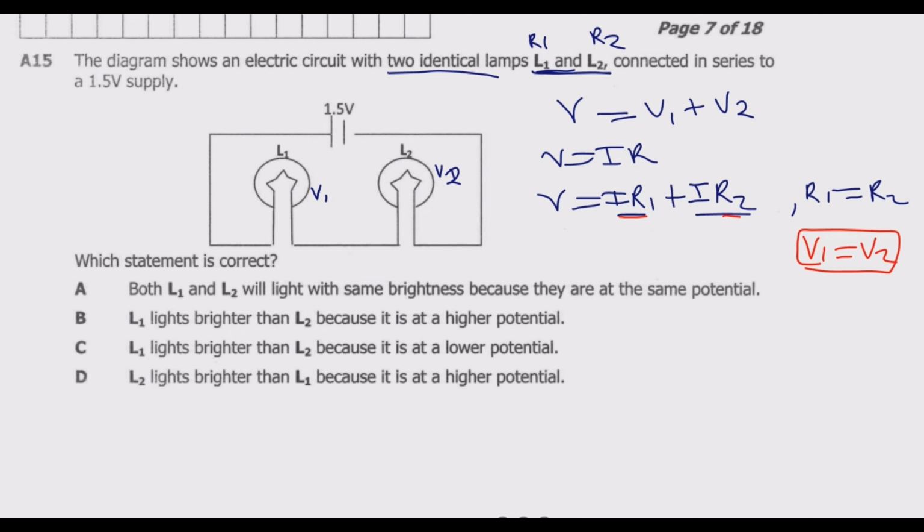So if you look at the options, A tells us both L1 and L2 light with the same brightness because they are at the same potential. So this is true, and A will be the correct answer. So B is incorrect, C is incorrect. This is a principle that you need to use. Also notice that the current in a parallel circuit is different, while the potential remains the same. What is critical in this one is the identical lamps. That's where the clue is. Once you miss this, you are going to get it incorrect. So this is how you answer question 15.